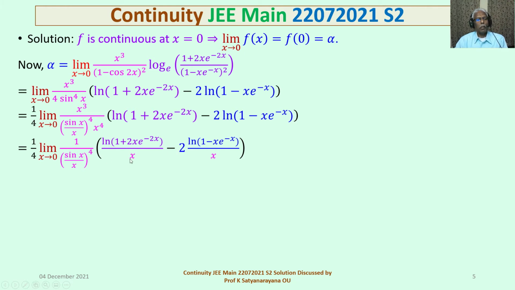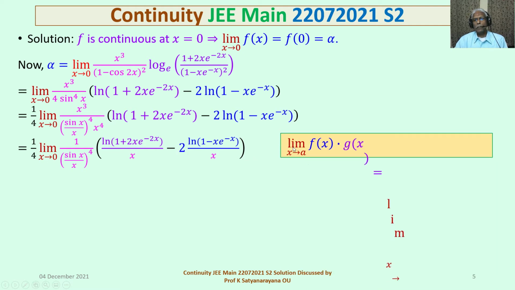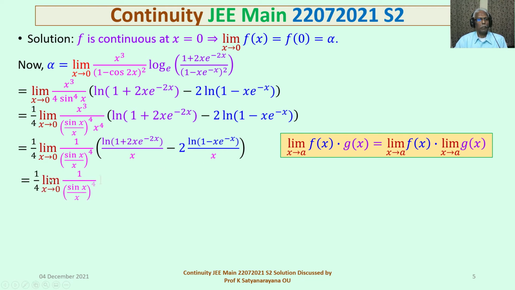The limit of the product of the functions is equal to the product of their limits. So limit x tends to a f x into g x is equal to limit x tends to a f x multiplied by limit x tends to a g x. So 1 by 4 into limit of the first into limit of the whole thing that is there in the bracket. So that will be equal to 1 by 4 limit x tends to 0, 1 by sin x by x whole to the power of 4, into limit x tends to 0 of whatever is there inside the bracket. Now we recall limit x tends to 0 sin x by x is 1.